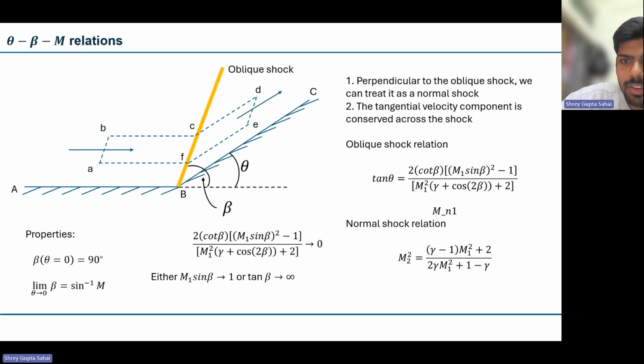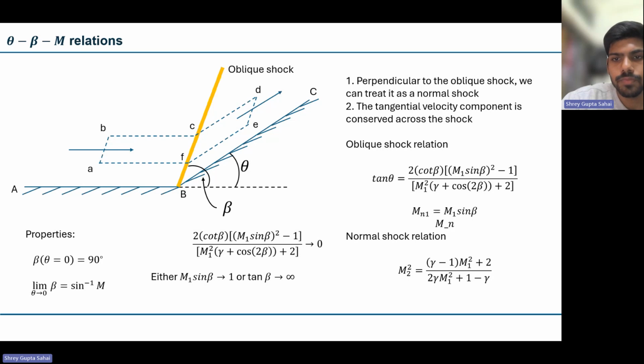So there is Mn1, which is M1 sine beta. This is something that we have seen in the video lectures. And this is M2 sine of beta minus theta. This is what we have seen. You see, in the limit theta tends to 0, M1 sine beta equals M2 sine beta, and Mn1 equals Mn2, and that will be 1. And that implies that M1 will also be close to M2.